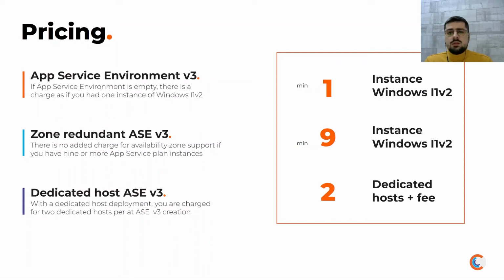The second model is the zone redundant App Service Environment. There is a minimum charge of 9 instances. There is no added charge for availability zone support if you have 9 or more App Service plan instances. But if you have fewer than 9 instances of any size across App Service plans in the zone redundant App Service Environment, the difference between 9 and the running instance count is charged as additional smallest Windows instances.